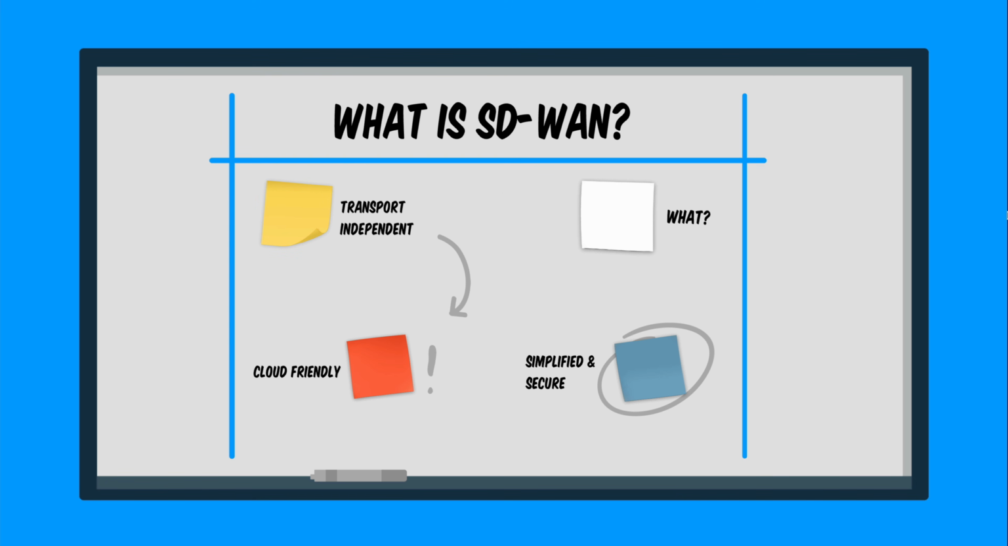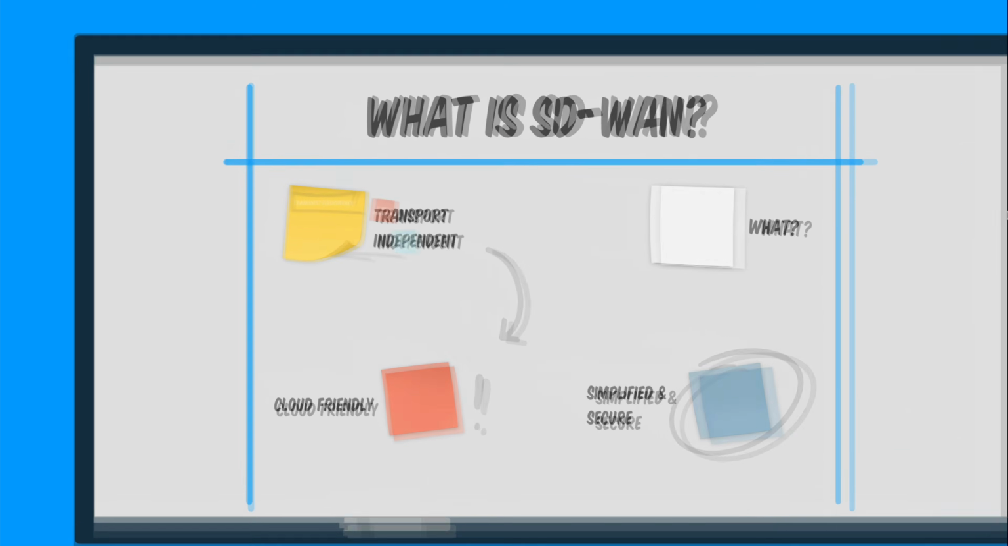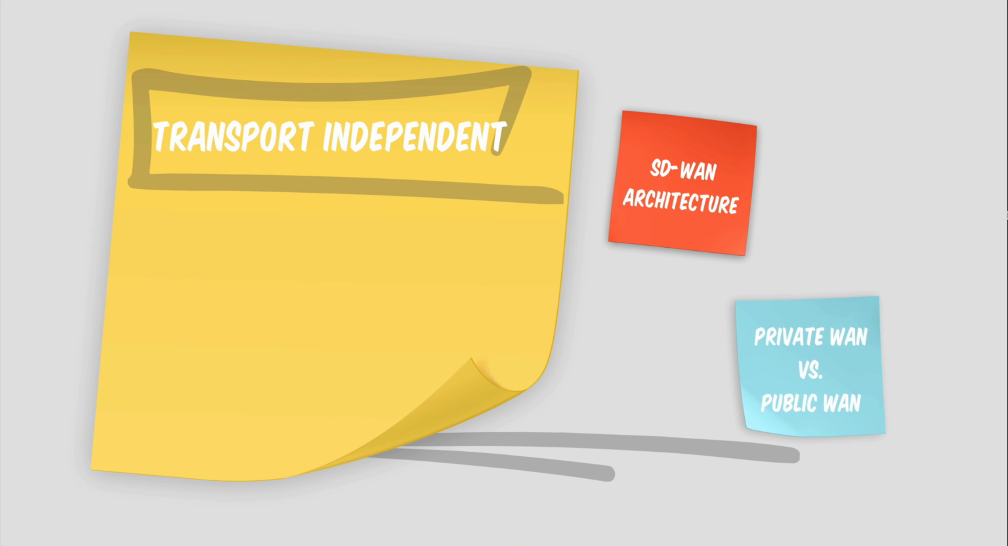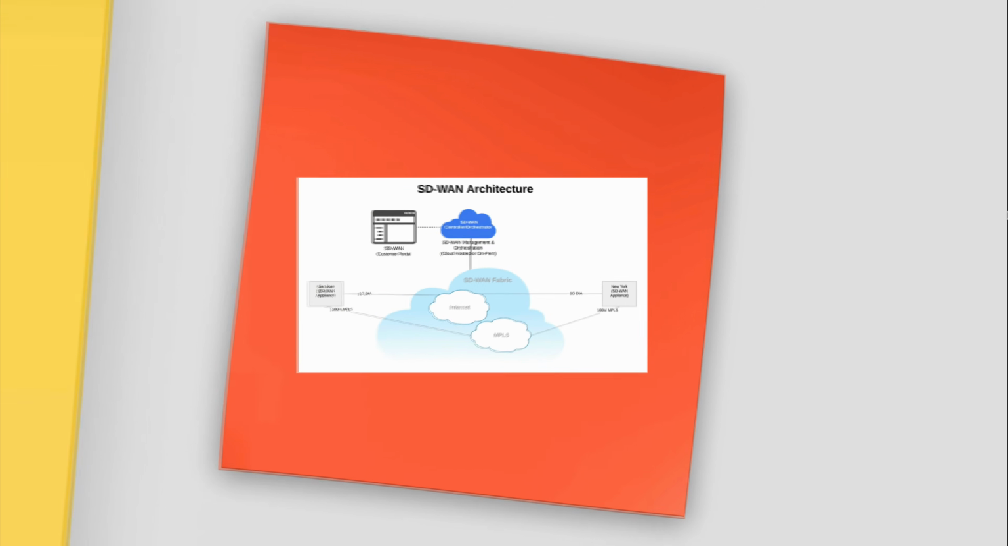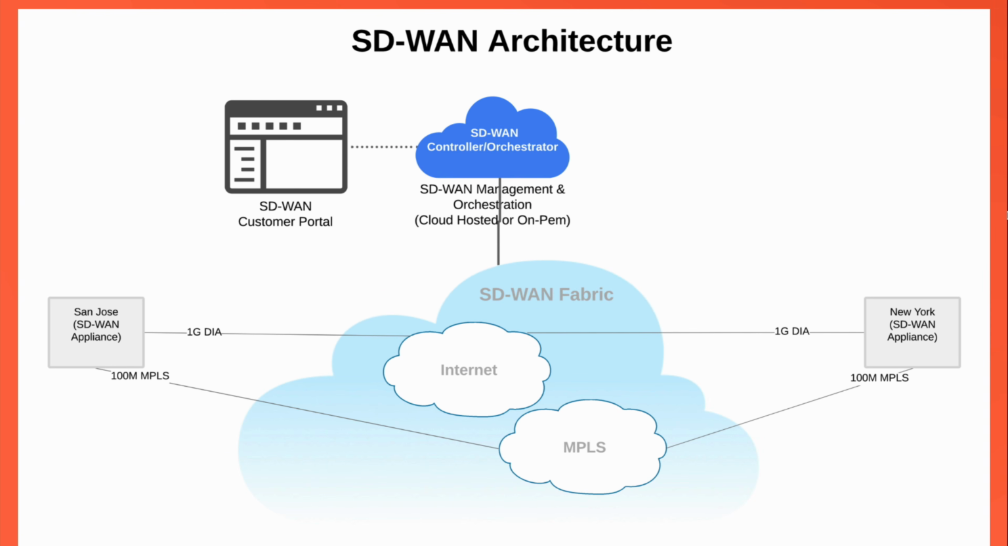There are 3 things that you get with SD-WAN, and I think these 3 attributes can pretty much cover what SD-WAN is about. First one being transport independence, second being it's cloud friendly, and third being it's simplified and secure. So let's look into the transport independent piece. To understand that, let's look at the SD-WAN architecture and the different components that make up the SD-WAN architecture.